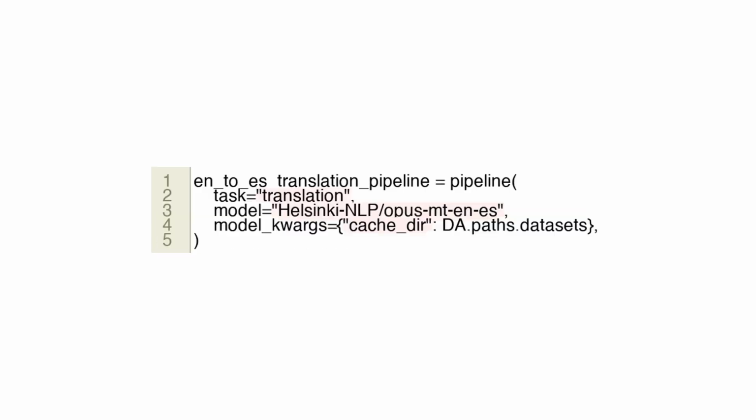This code creates a variable named EN to ES translation pipeline and assigns the value of a pipeline object to it. The pipeline object is created using the Hugging Face framework and is set to perform a translation task. The specific translation model used is Helsinki NLP Opus MT EN-ES, which translates text from English to Spanish. The model has been given the keyword arguments cache_dir with the value d.paths datasets. These keyword arguments are passed to the model during its initialization.